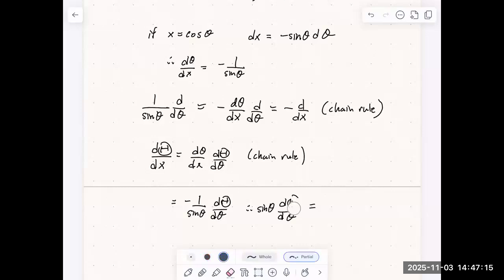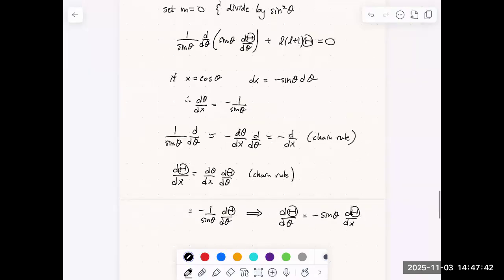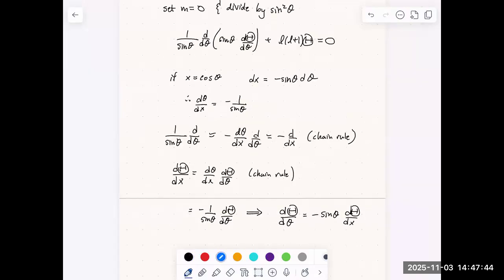No, okay. I'll just leave it like that. Or no, maybe I won't. So let's solve for d theta. All I'm going to do is multiply by sine theta and the minus sign. So that's equal to minus sine theta d theta dx. Okay, so let me show you why I wanted to do this.